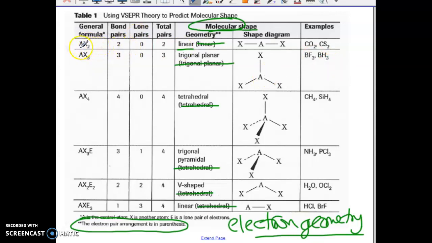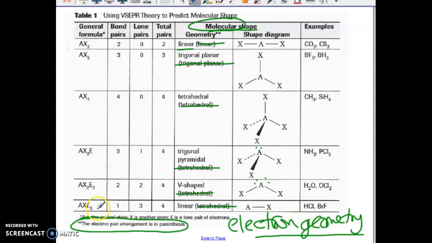AX2, right, 2 elements and no lone pair is linear. 3 with no lone pair, trigonal planar. 4 with no lone pair is tetrahedral. Okay, now 3 with 1 lone pair, right, actually there should be a lone pair on this A, is now trigonal pyramidal. 2 with 2 lone pairs is like our water, so there actually should be electrons around the central atom. There is V-shaped or angular or bent, same thing.